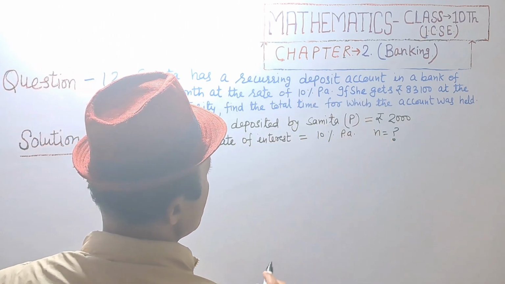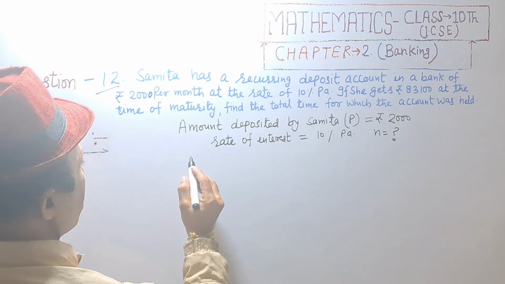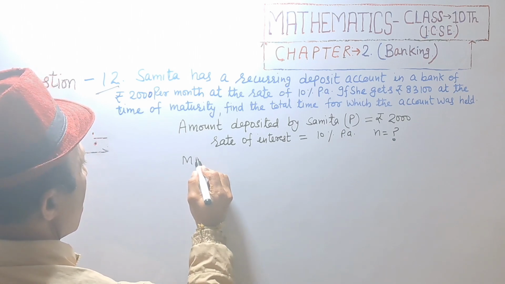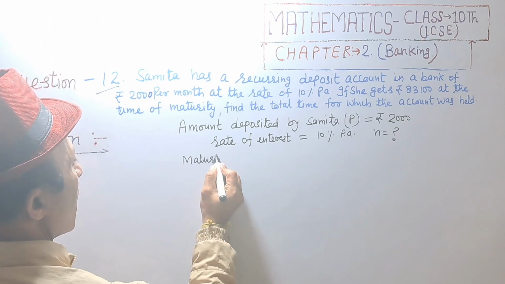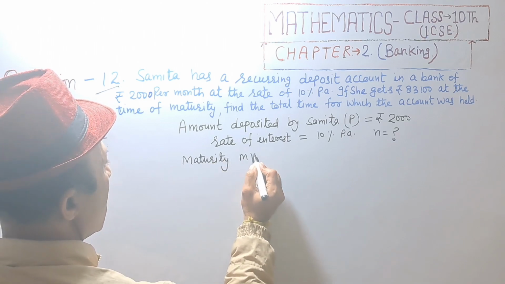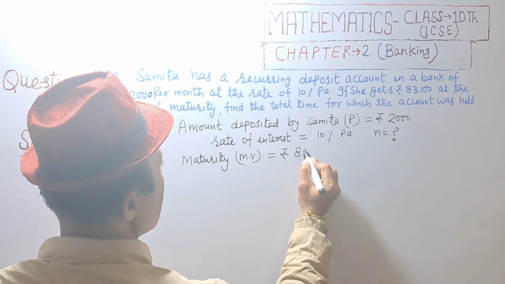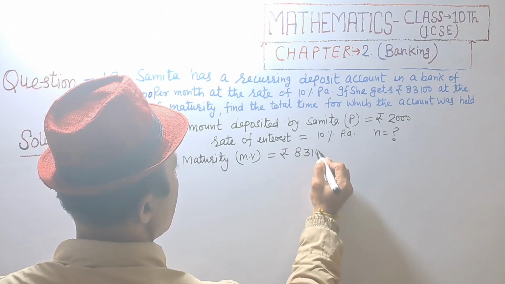If she gets rupees 83,100 at the time of maturity, maturity is equal to matured value, rupees 83,100.